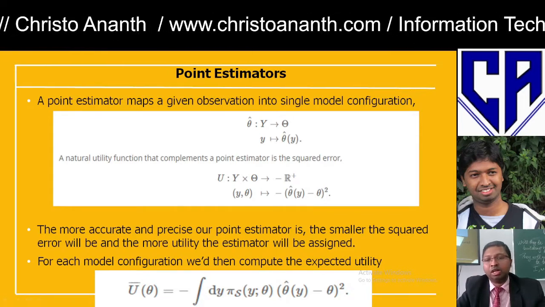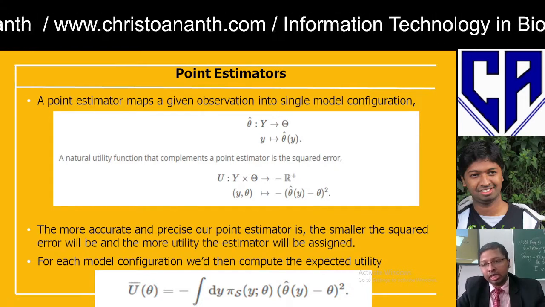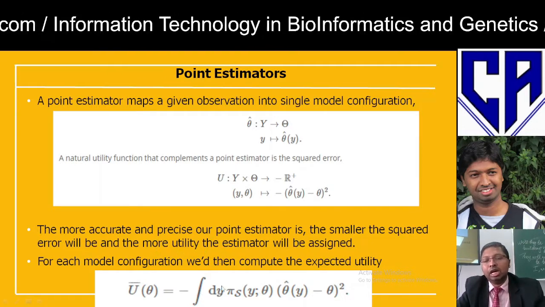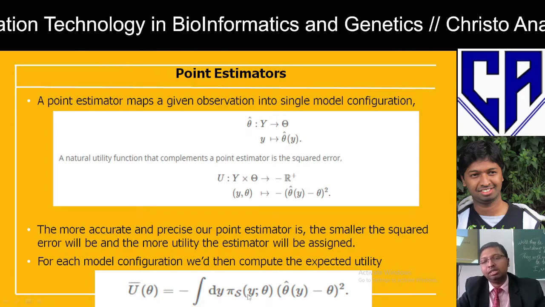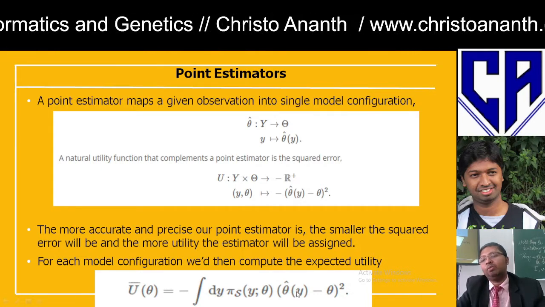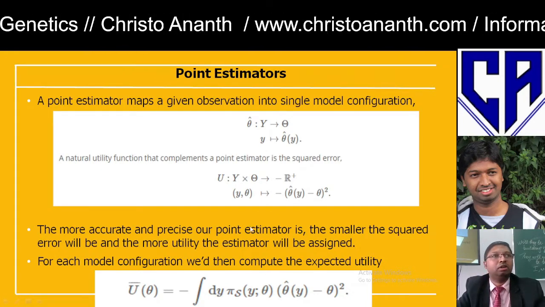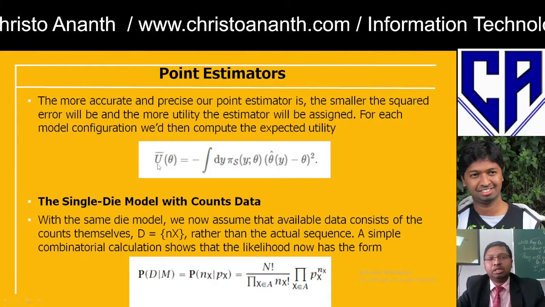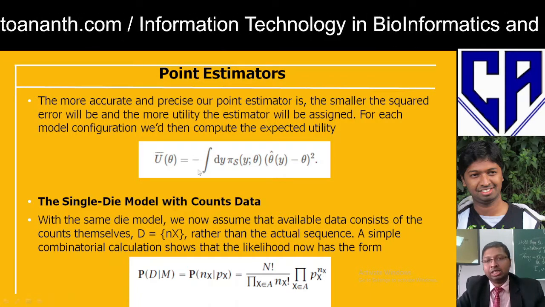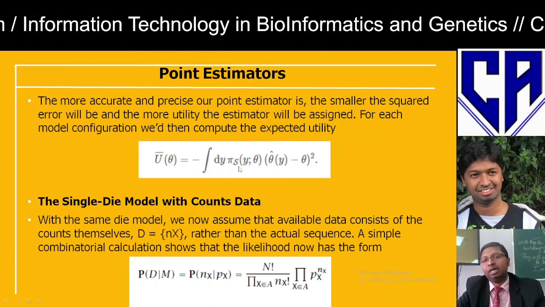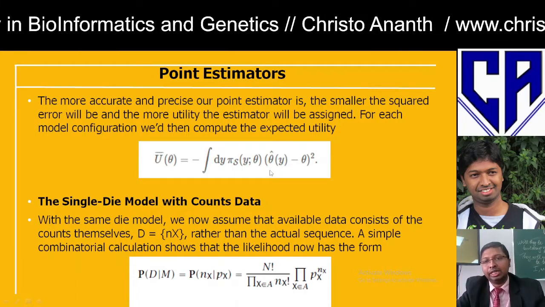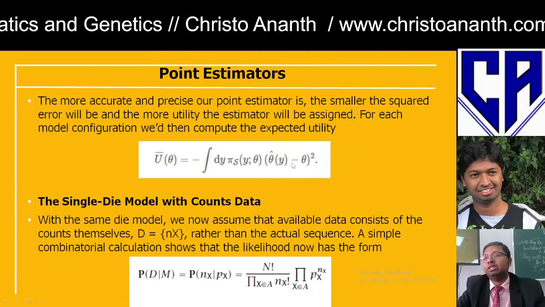Okay, so for the model configuration, we would be computing the expected utility u bar of theta, which is equal to minus the integral dy pi s y of theta, and the squared error. Squared error is nothing but theta cap of y minus theta the whole square. For the point estimators, once again, we would be calculating the expected utility u bar of theta equal to minus integral dy pi s y theta multiplied by theta cap of y minus theta the whole square. So this is nothing but the squared error.